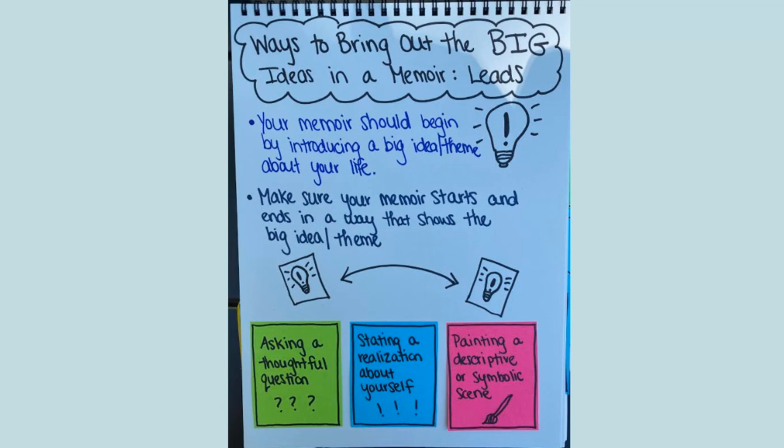So you want to make sure that your memoir starts and ends in a way that shows the big idea or theme. Okay, so there's three different strategies that we're going to look at today, and we're going to look at an example of each of them. The first one is asking a thoughtful question. The second one is stating a realization about yourself. And the last one is painting a descriptive or symbolic scene.